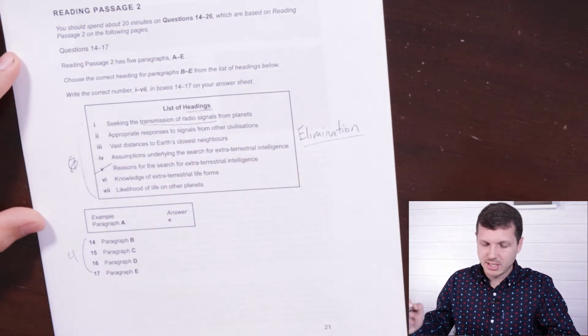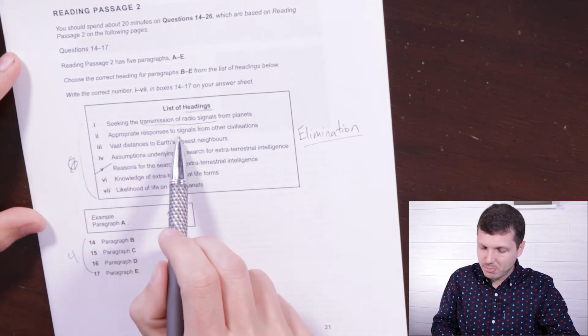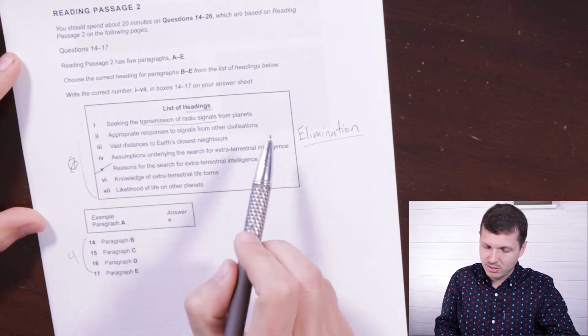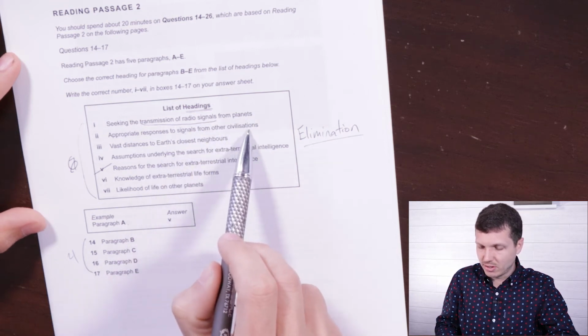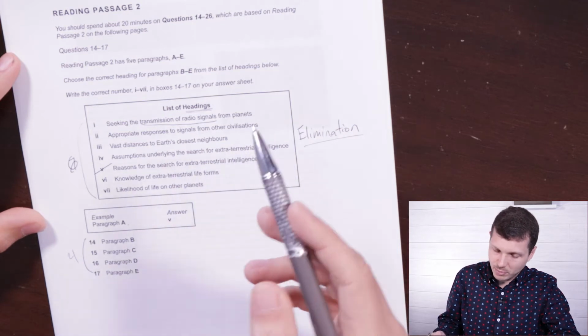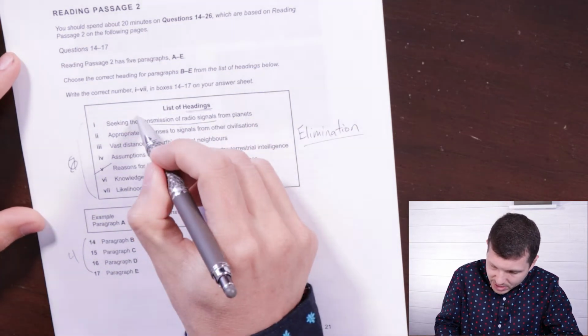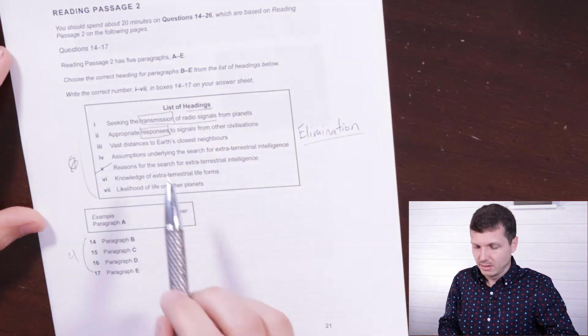Transmission of radio signals, I like that. Number 2, appropriate responses to signals from other civilizations. So signals from planets, signals from other civilizations, that's pretty much the same, but what's different? Transmission, we have responses, okay?